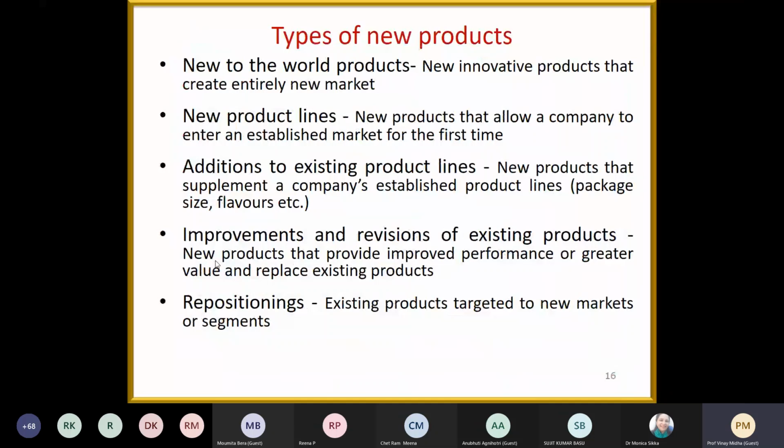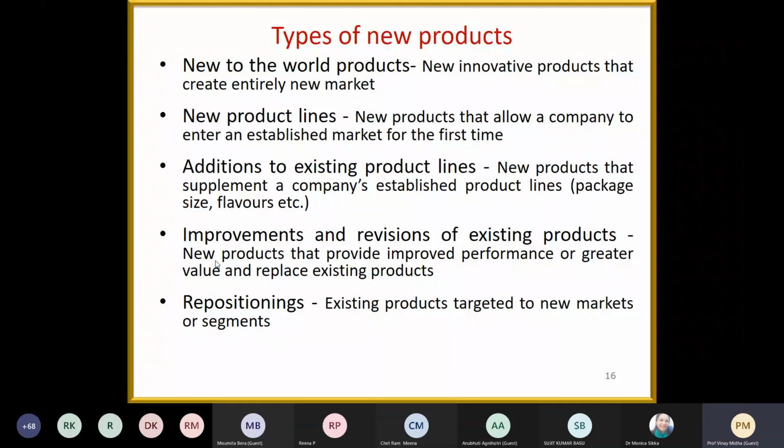Then the types of products which we discussed earlier, that it can be completely new to the world or certain features can be added. Based on that, we can have these types of new products. First category is the new to the world products. These are the new innovative products that create entirely new markets. They did not exist earlier, so when they are introduced in the market, they will create new markets for themselves.